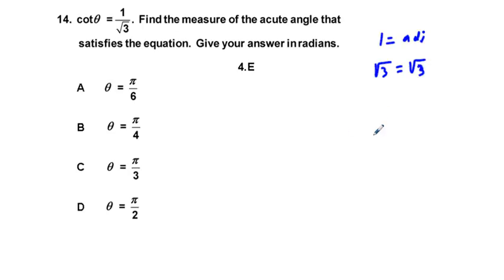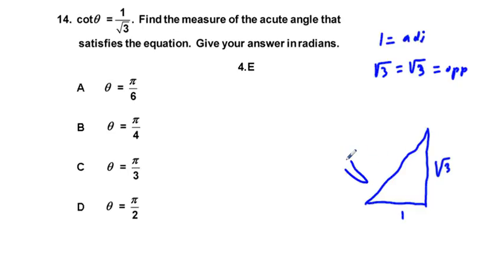So if we want to go ahead and put this opposite, square root of 3 again, our opposite is square root of 3. Our adjacent is 1. And so our other side over here, the hypotenuse, is going to be the square root of 1 squared plus square root of 3 squared, which is 3. So that's going to be square root of 4, which equals 2.